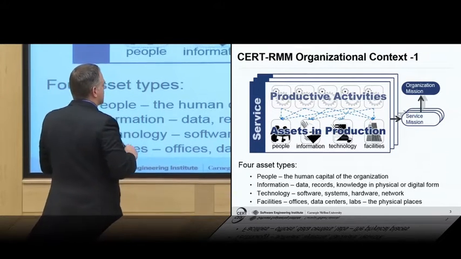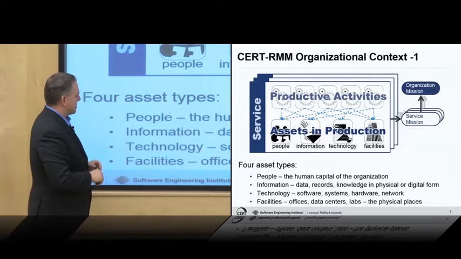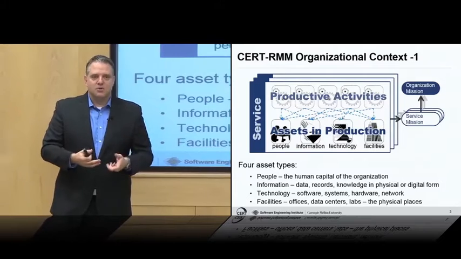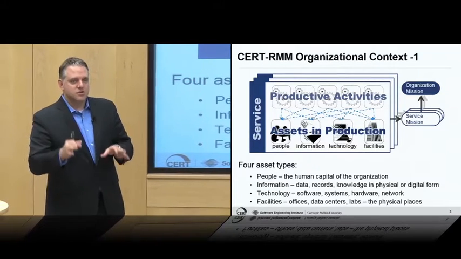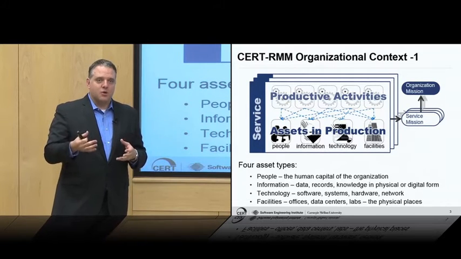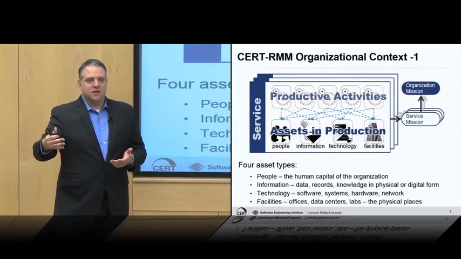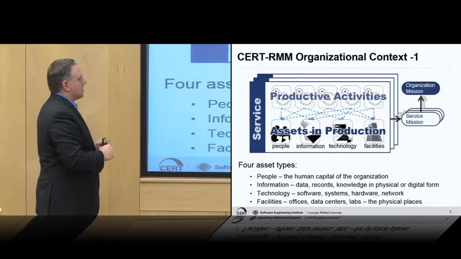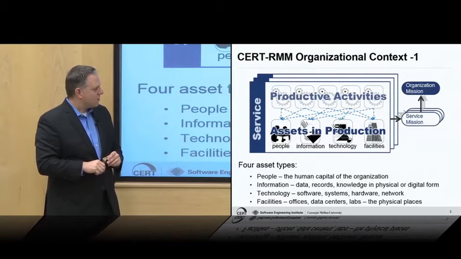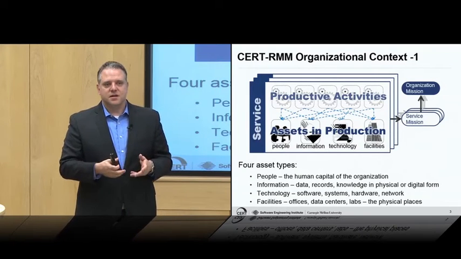And the four key components of RMM really focus on people, information, technology, and facilities. By people, we're talking about the human capital within the organization. Security personnel, HR, legal, just people in general. If you're in a business for whatever reason, people are one of your primary assets, right? Without people, you probably can't do your mission. So RMM says people is a key component of that. Information: data, records, knowledge in physical or digital form. This is important to an organization, and we want to protect it and make sure it's as resilient as possible.